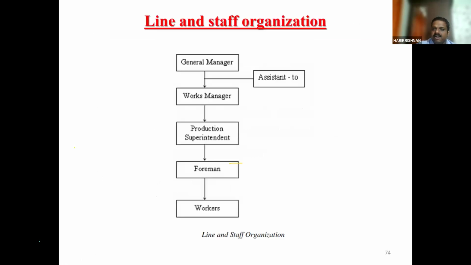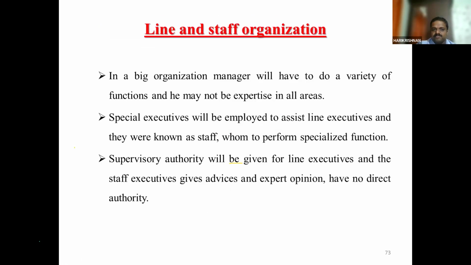It is simple. In the line organization, there will be some employees placed in between the line organization. They will be assisting the line executives. That is what they are known as staff. So it is known as line and staff organization. Okay, no? Okay.